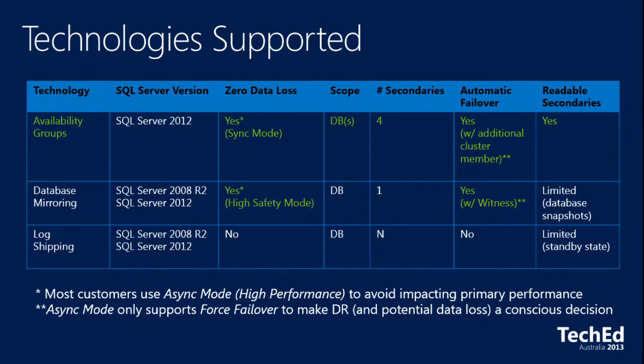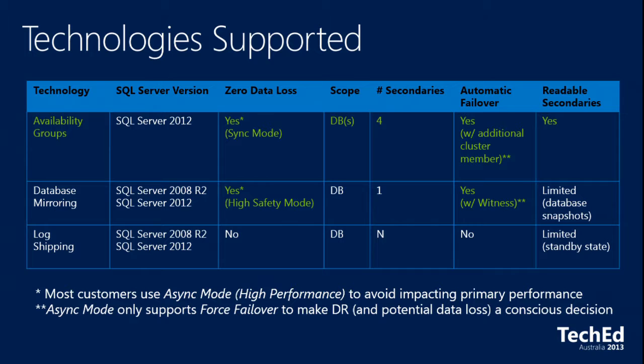So this is what SQL looks like though. You have a number of options, and there's more options than this. There's obviously backup to URL and a bunch of other stuff, but these are your DR options. The first one is availability groups. The second one's database mirroring. The third one's log shipping, and they are in order of preference. So the one you want to use if you can is availability groups.